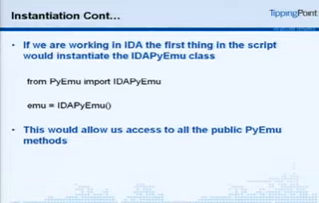Just an example, if we're working in IDA, the first thing in the script would instantiate the IDA PyEmu, and this is what it takes to actually create your emulator. It is just a base skeleton of your emulator. From there, you can use it as you would.